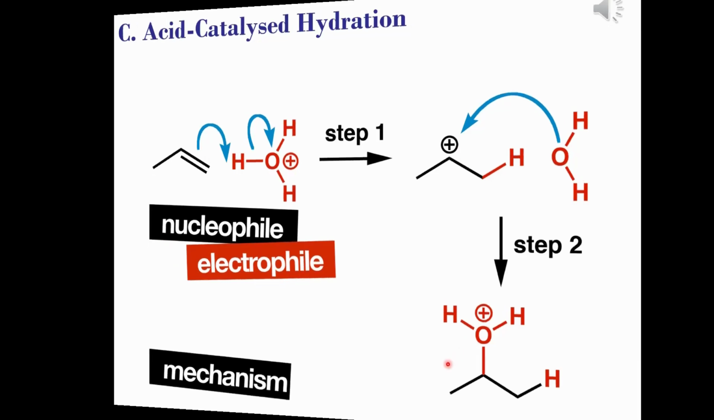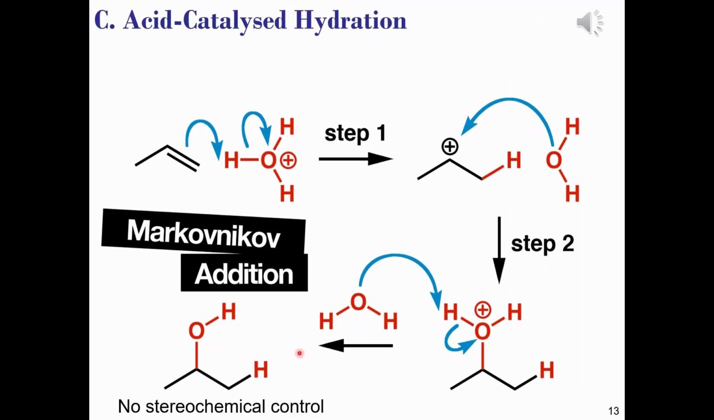But in order to get to the alcohol, there is one final step that we'll see on the next slide. In step 3, there is an excess of water, so this is used to deprotonate the intermediate, and alcohol results and the acid catalyst is regenerated. Note that there is an equal amount of syn and anti product produced, as the planar carbocation can be attacked from either the top face or the bottom face.